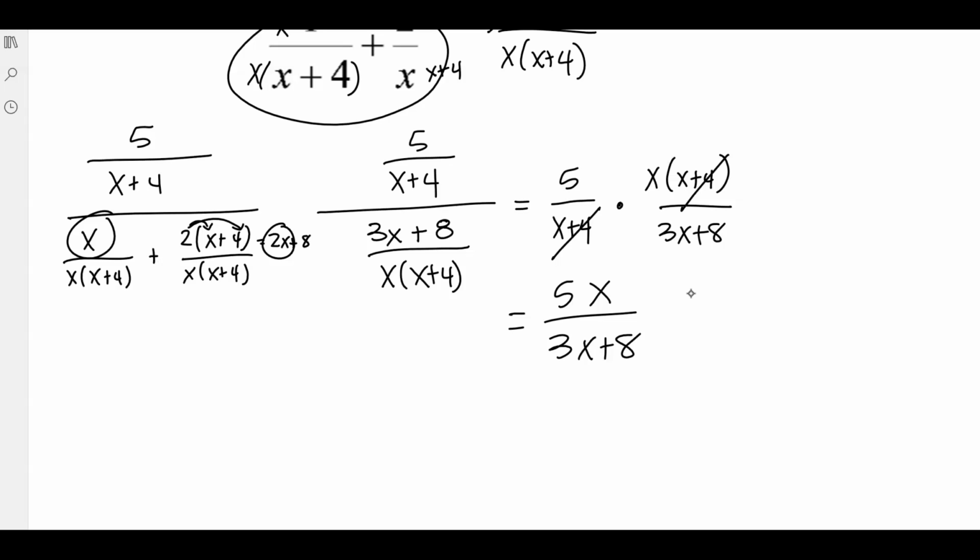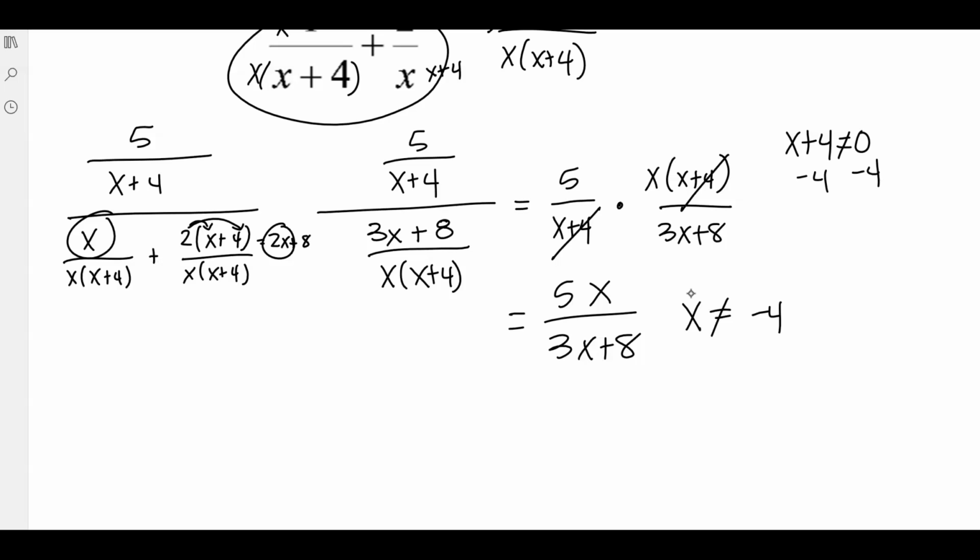And then remember, if we cancel something out, okay, so the x cannot equal -4 because that's our x plus 4 cannot equal 0.